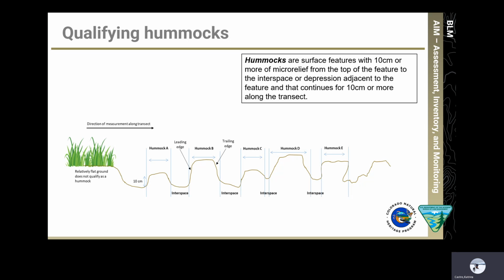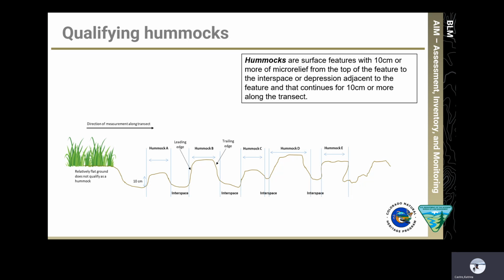The height requirement of an individual hummock along the transect is 10 centimeters or more from the top of the hummock to the bottom of the adjacent interspace. This height requirement is applicable to either side of the feature. So a feature with a leading edge height of 8 centimeters and a trailing edge height of 13 centimeters would still be a qualifying hummock, and data would be collected on the feature.